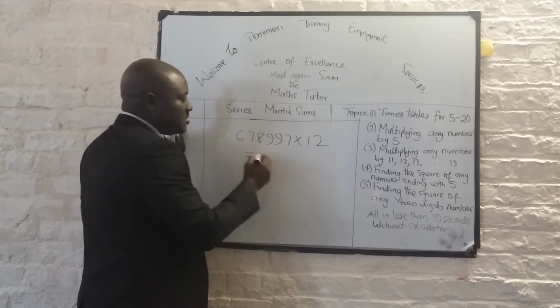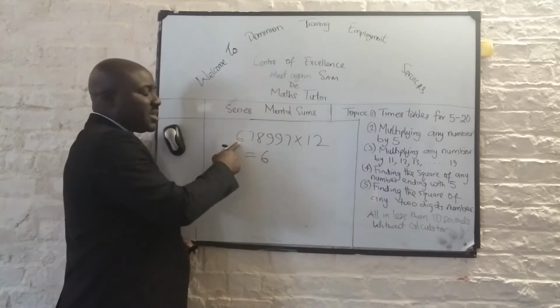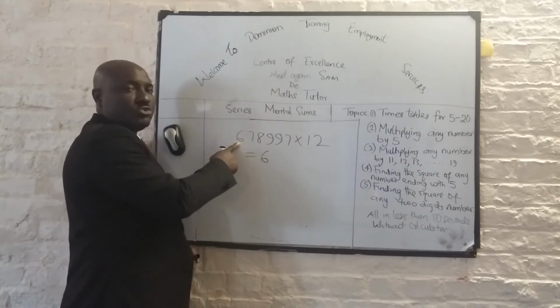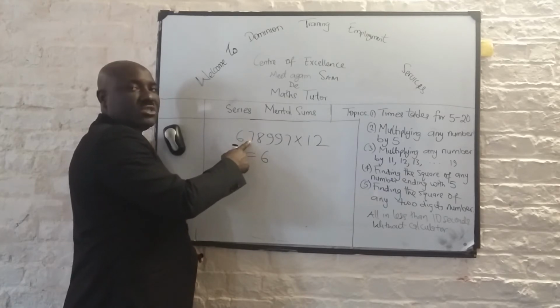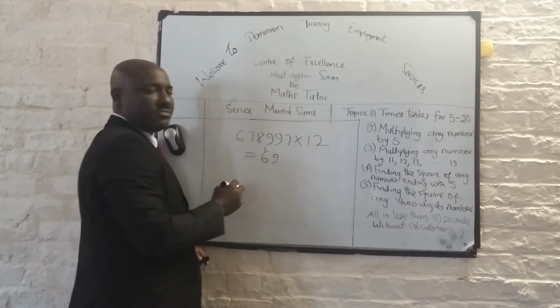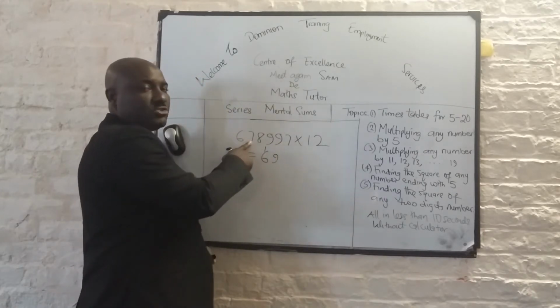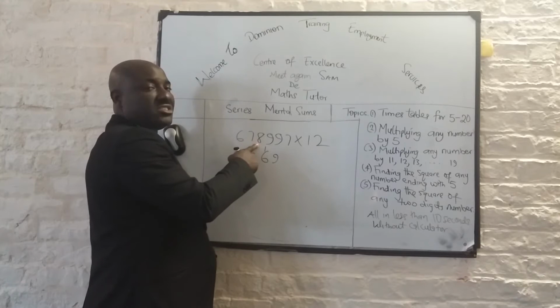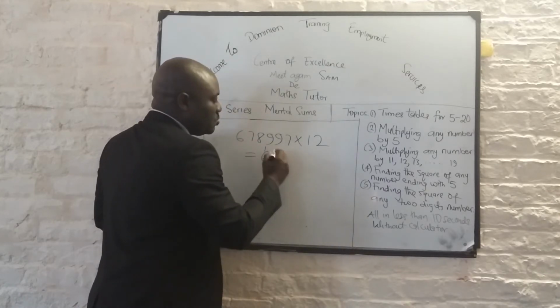Write down the first digit, 6. Multiply the 6 by 2, it gives you 12. Add the next digit to it, which is 7, it gives you 19. Write 9 and carry 1. Multiply the next digit by 2, which is 14. Add the next digit, which is 8, to it. It gives you 22. Write 2, carry 2.